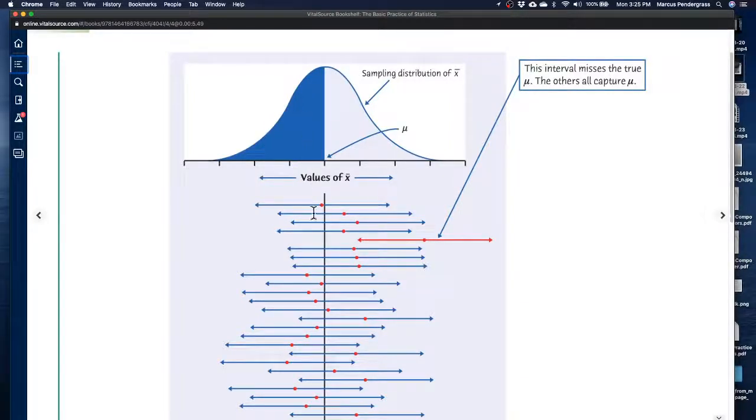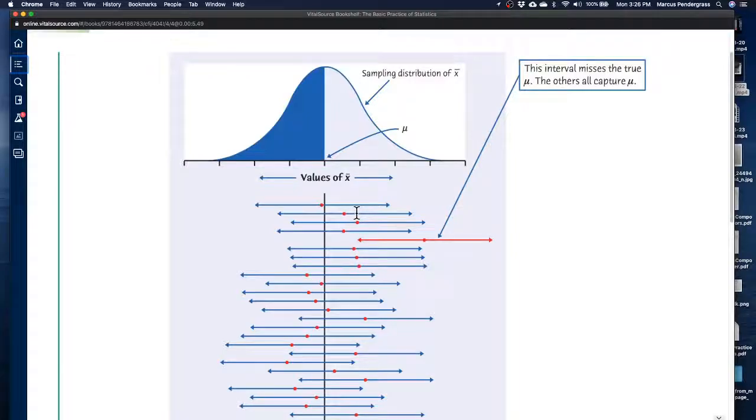And then to the left and right of each x bar value, you see an arrow extending, and the length of that arrow is the margin of error. So the whole thing from the left endpoint through the x bar value to the right endpoint, that's your confidence interval. Notice that what you're doing here is just looking at a bunch of different x bars that were possible from this sampling distribution. So in each of these cases, the margin of error is the same, right? Because the margin of error doesn't depend on x bar at all.